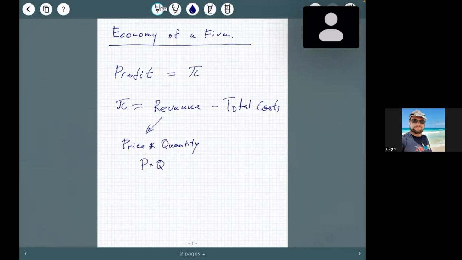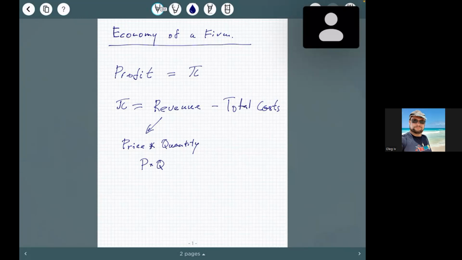Now, here it is: P is price and pi is profit. That's what we have. Revenue is price multiplied by quantity. You can see that, in general, that's very realistic. If you have a simple business where you sell some kind of tangible products, it makes a lot of sense.